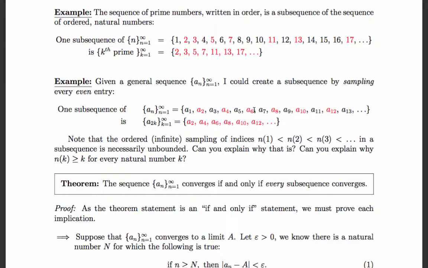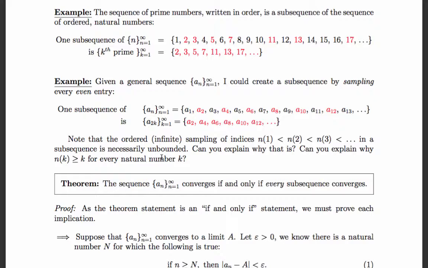Another example, given a generic sequence, a_1, a_2, a_3, a_4, a_5, a_6, I can extract every even entry: a_2, a_4, a_6, a_8, a_10, a_12, and so forth. So I'm extracting all the even entries of the original sequence. In other words, I'm building another sequence by taking every 2k entry. We see here that my index is a function of k as k goes from 1 to infinity.